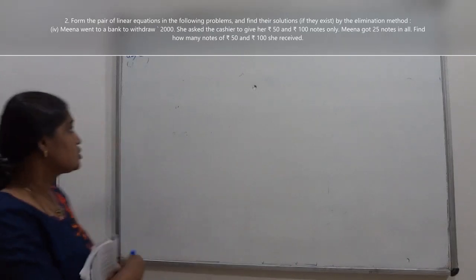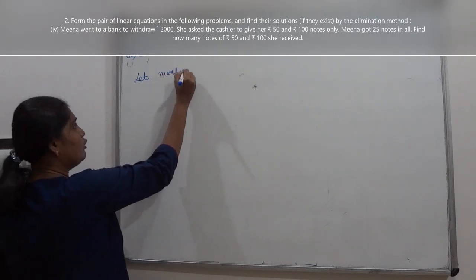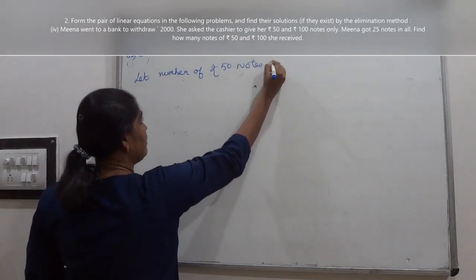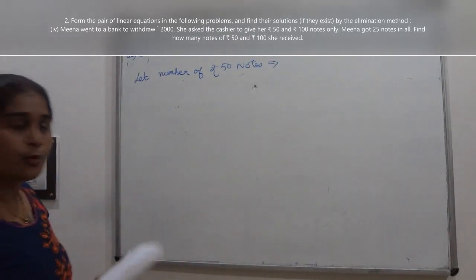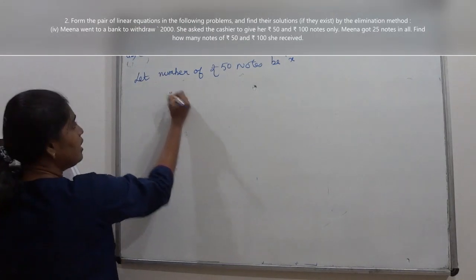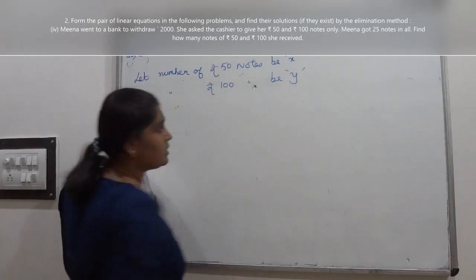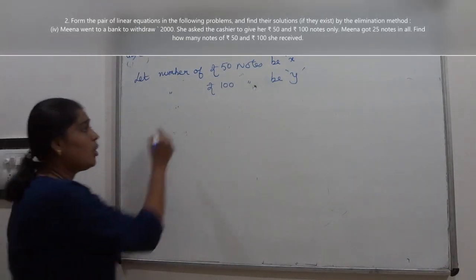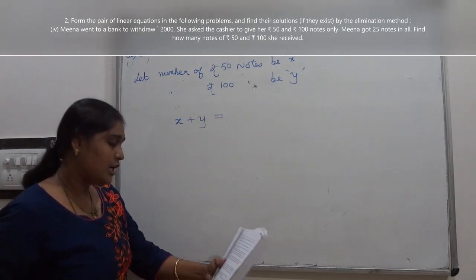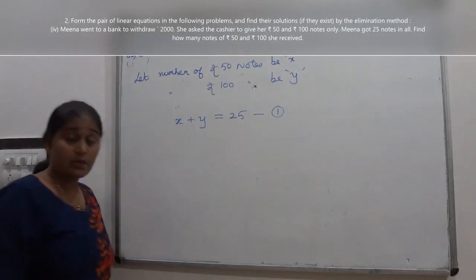So how many notes did she get as 50 rupees and 100 rupees? That's your question. So let the number of 50 rupee notes given to Meena be x. Let the number of 100 rupee notes be y. In the question it is already given: all together how many notes are given to her? x plus y equals 25 notes. So x plus y equals 25, that is equation number 1.